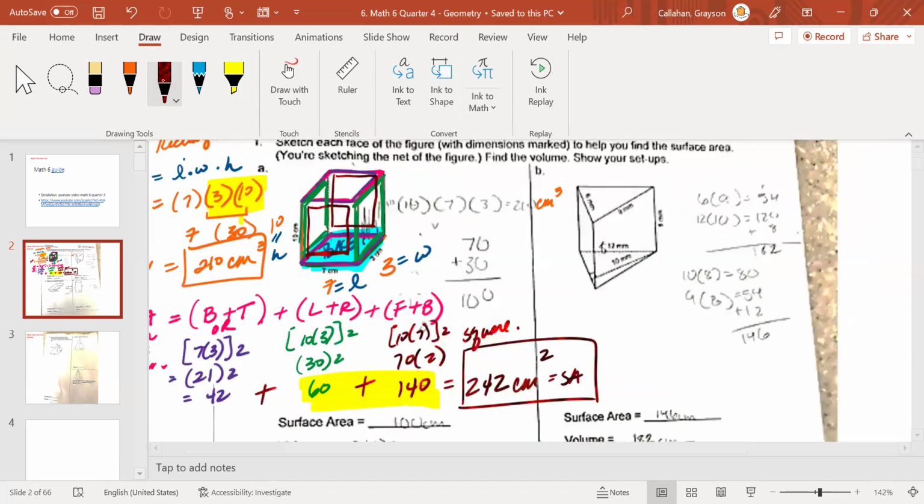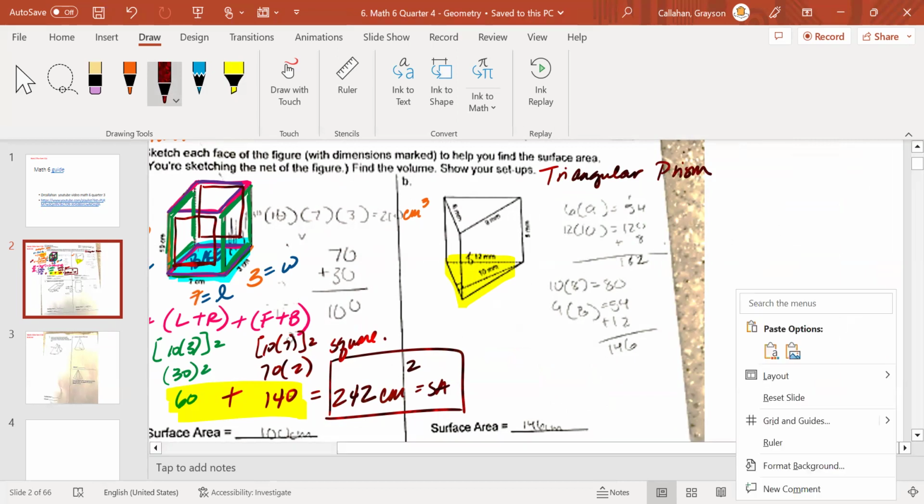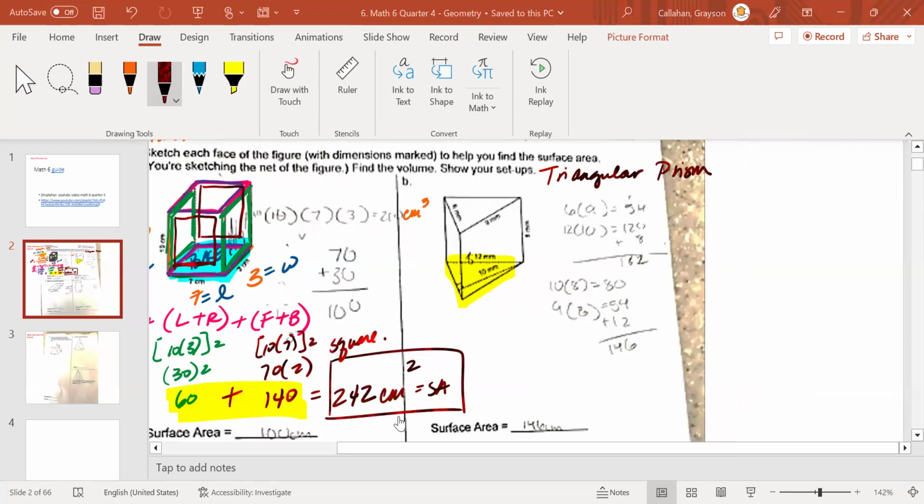Okay. All right, B. B is kind of a weird shape. This is called the base. Do you see the base right here is what shaped? So it's called a triangular what? Prism, okay? Now, this is going to be a little bit weird because I'm not sure if your teacher actually went over the formulas for a triangular prism, its surface area and volume.